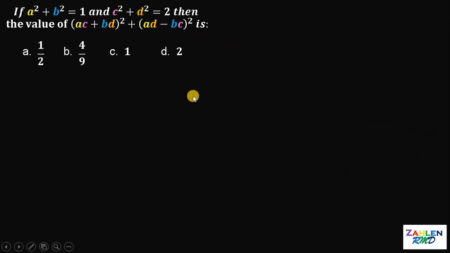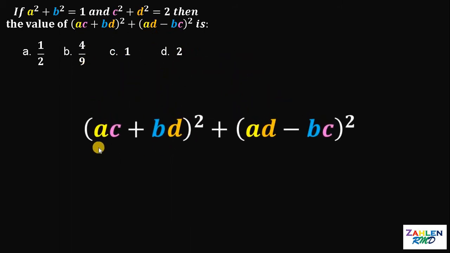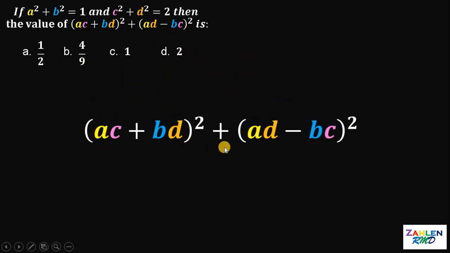Now, our goal is to evaluate this expression, (ac plus bd) squared plus (ad minus bc) squared, given the following equations: a squared plus b squared equals 1 and c squared plus d squared equals 2. Now, how are we going to answer this question? The first thing to do is to play around with this expression.